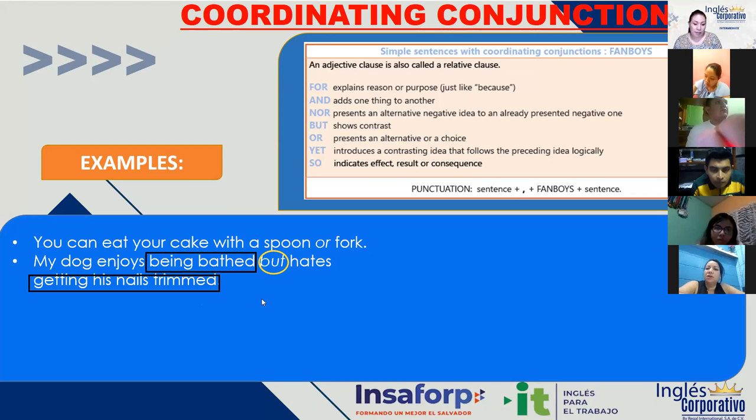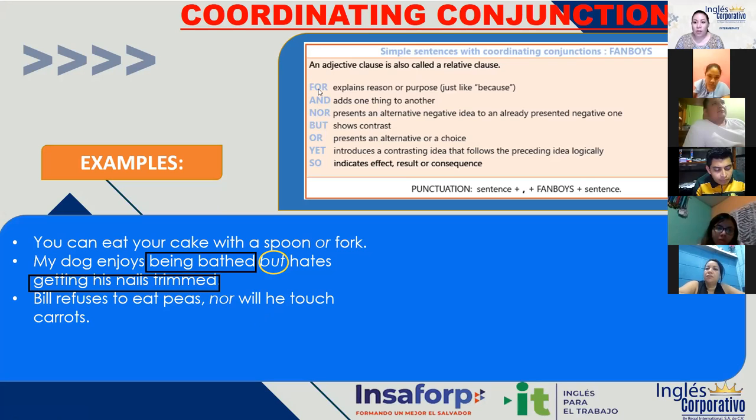Another example is, Bill refused to eat peas, nor will he touch carrots. So here we're using the connector, nor. And nor is, remember, similar to and. It's the opposite of and. And is for two positive ideas, and nor is for two negative ideas. Okay?